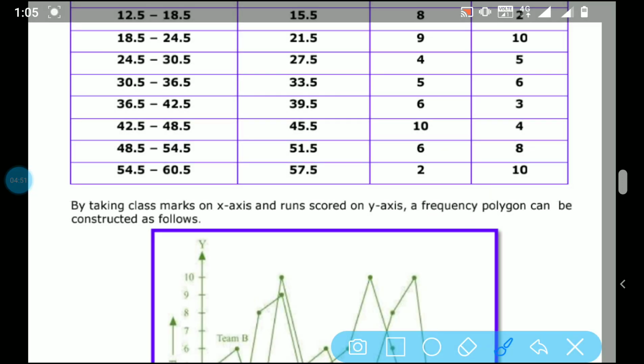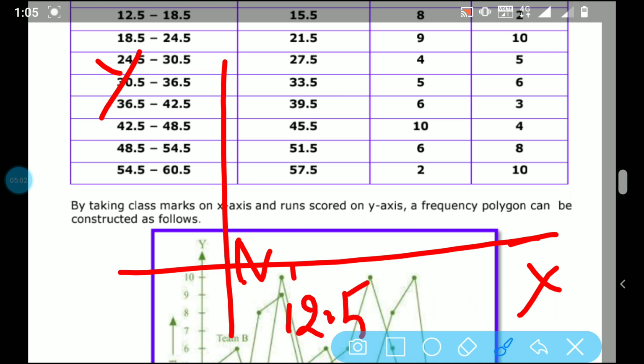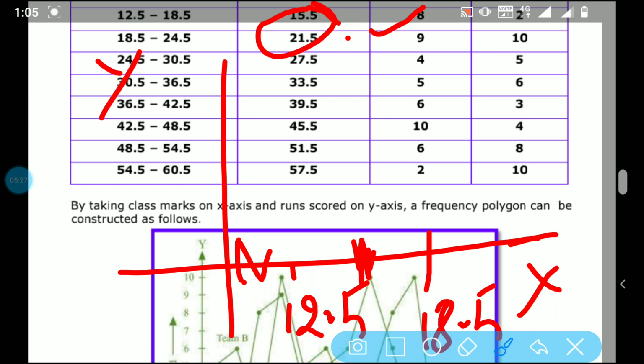See, this is the x-axis and y-axis. Suppose here we take a zigzag line. The first class interval is 12.5 and the second one is 18.5. Now 12.5 to 18.5, this is team A. Team A scored 8 points. Okay, team A scores 8 points. So in between 12.5 and 18.5, what comes in the middle? 15.5 comes, right? This is 15.5. So here it will come in between, and the point will come here.